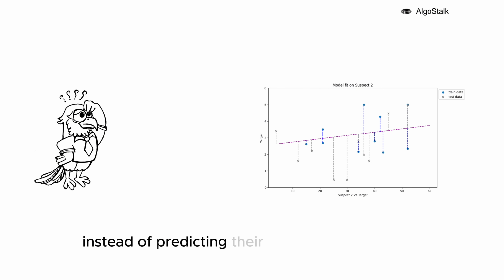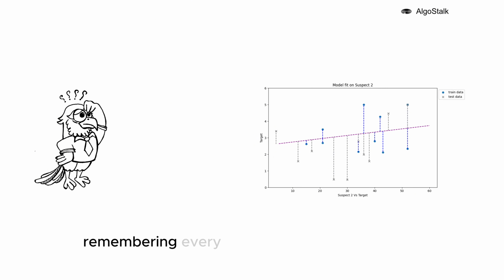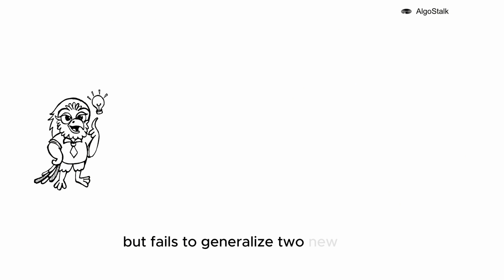Instead of predicting their true values accurately, the model gets confused. It struggles because it's too busy remembering every detail from the training data, leaving it blind to new situations. This is what we call overfitting, when our model learns the training data too well, but fails to generalize to new cases. Just like a detective who only knows the suspects but can't solve new mysteries. Let's dig deeper and explore how we can avoid this pitfall.